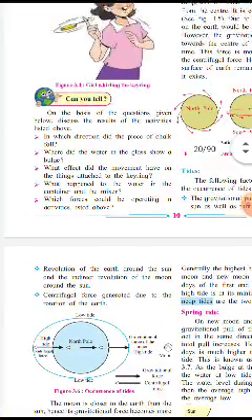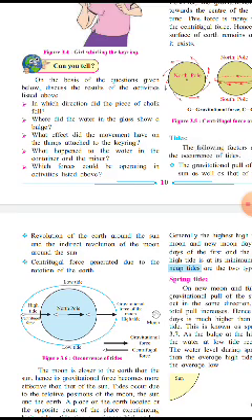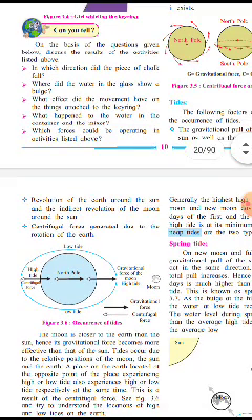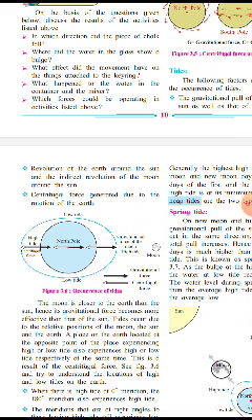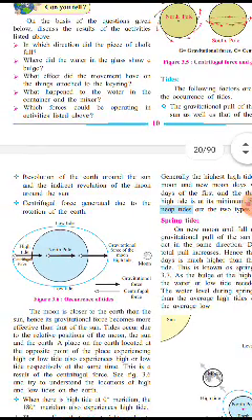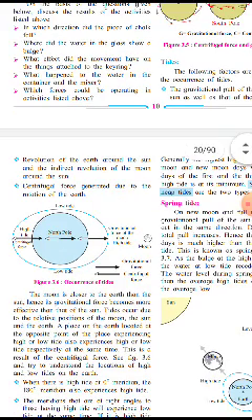Okay. Then the second factor is the revolution of the earth. See on page number 11. Revolution of the earth around the sun and the indirect revolution of the moon around the sun. We know indirectly the moon also revolves around the sun, and that's why tides also occur. And centrifugal force is generated due to the rotation of the earth.